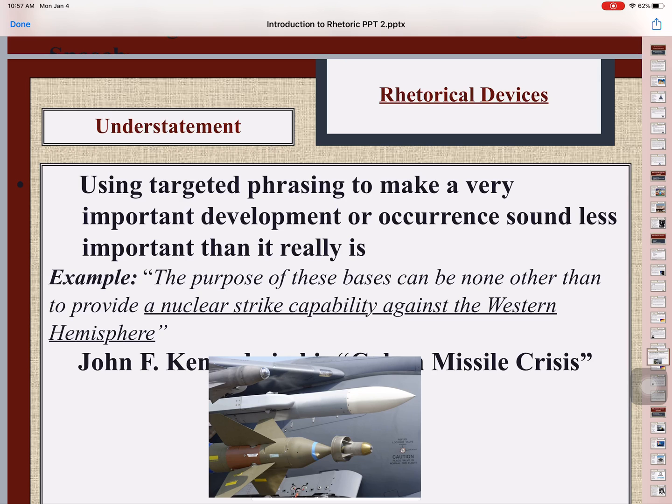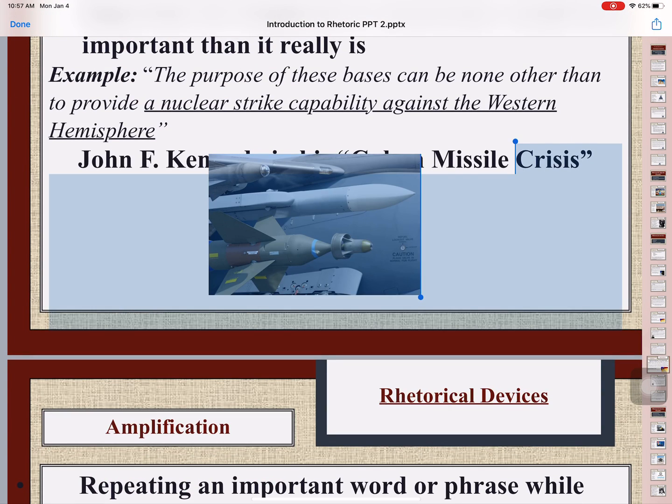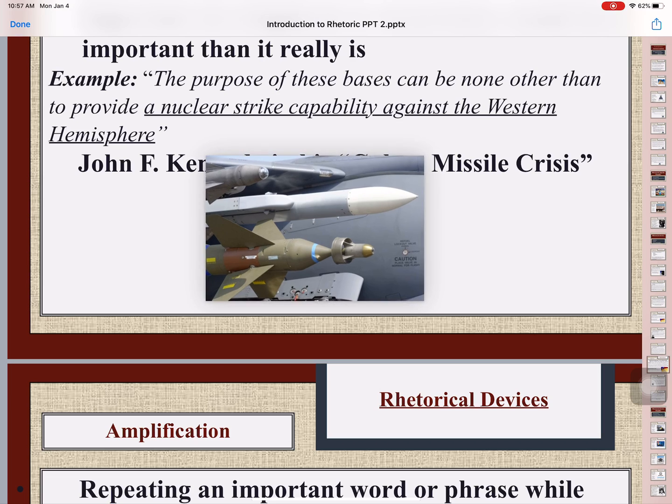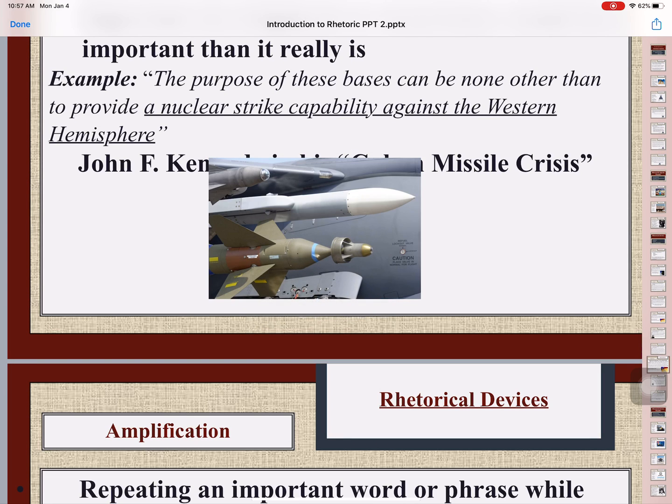But sometimes you want to consider your audience. You don't want to just throw down the big guns, right? So here's another example from John F. Kennedy's speech. The purpose of these bases can be none other than to provide a nuclear strike capability against the Western Hemisphere.